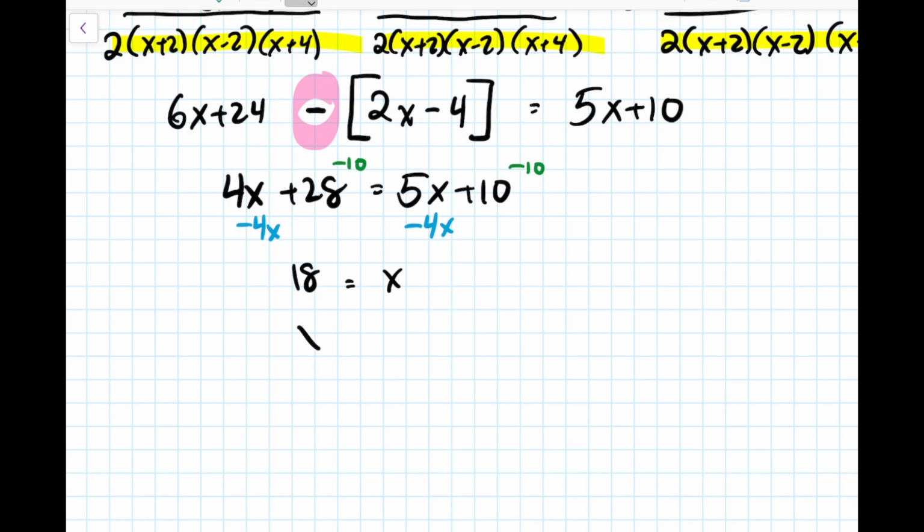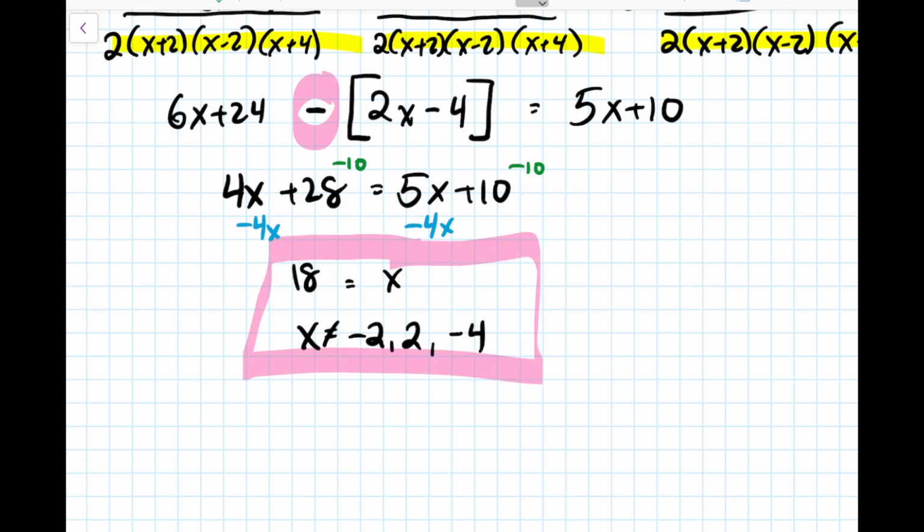The only thing we need to consider now is our NPVs. So we've got x cannot be negative 2, positive 2, or negative 4. Our answer isn't an NPV, so we don't have to discard it. It's pretty good. And so there we are.